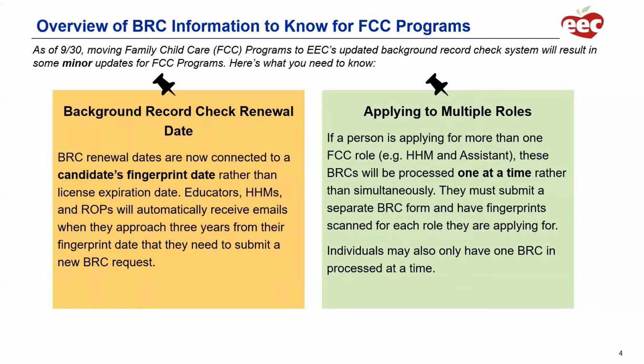For example, if a candidate is renewing their background record check to be a family child care certified assistant and a household member, the candidate must be found suitable or not suitable for the FCC assistant role before they can submit another background record check as a household member, or vice versa. When the candidate submits their second background record check, they must be fingerprinted again. We recommend that candidates and programs submit the background record check for the role they would like to hold first, knowing BRCs will be processed one at a time.